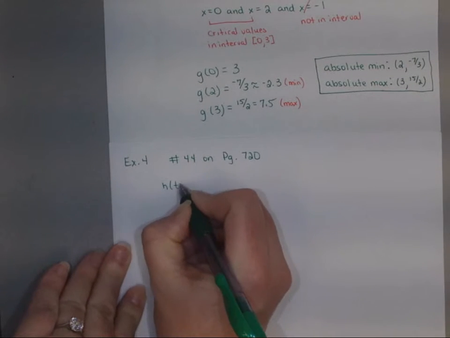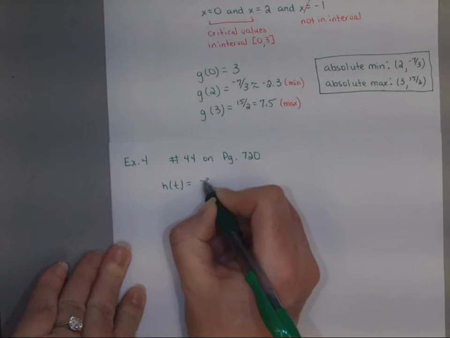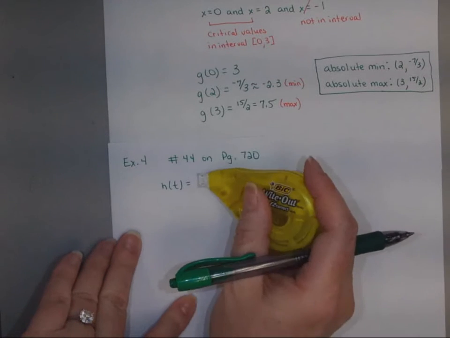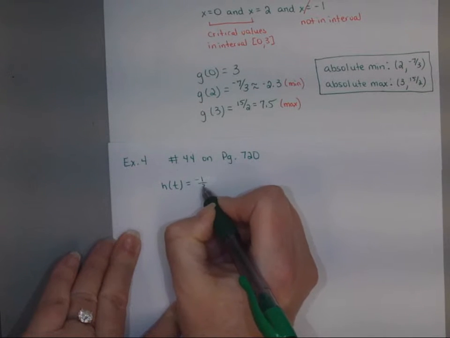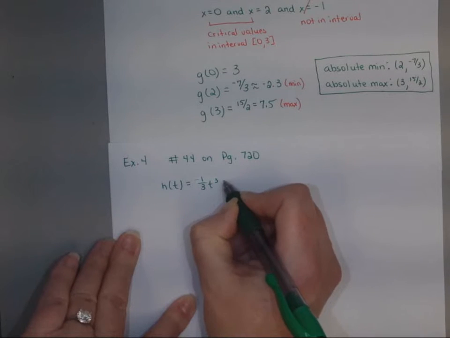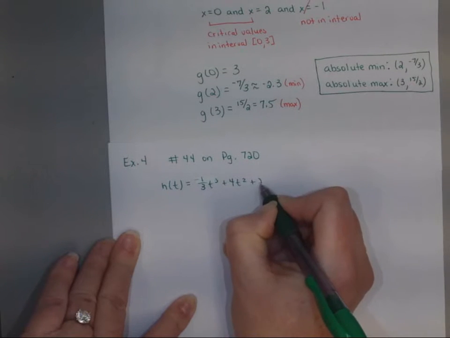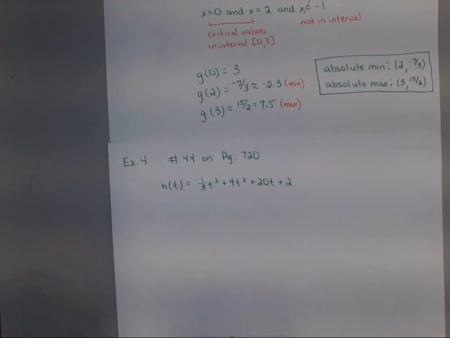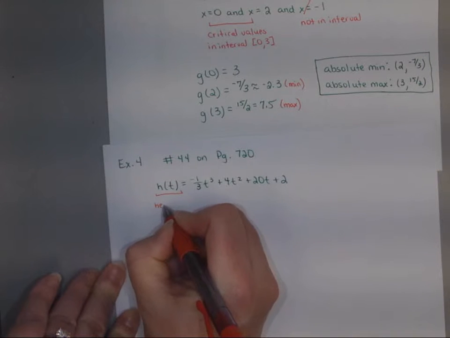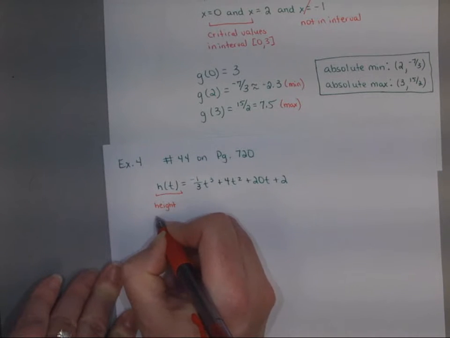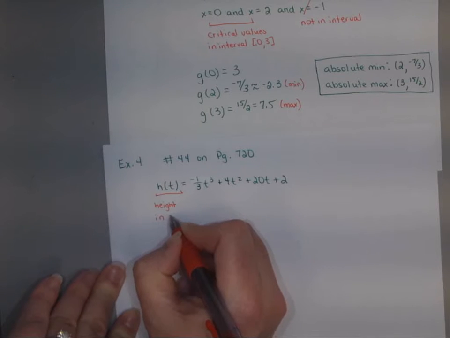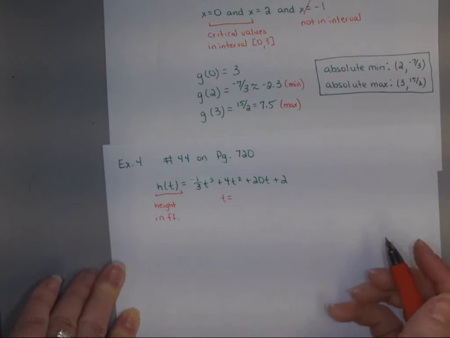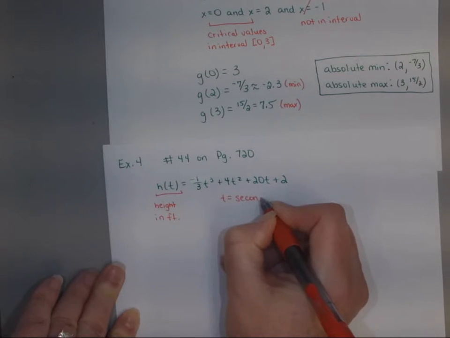So here we're talking about the height of a rocket, and here is the equation listed for the height of the rocket. We have negative 1/3 t cubed plus 4t squared plus 20t plus 2, where h of t represents height in feet. And t is obviously time, but you need to be more specific. If you read through this problem, it's seconds into the flight.